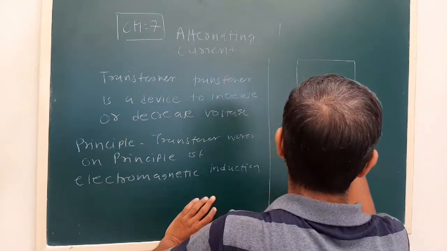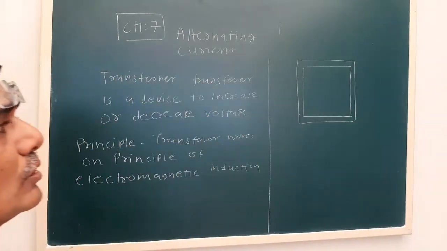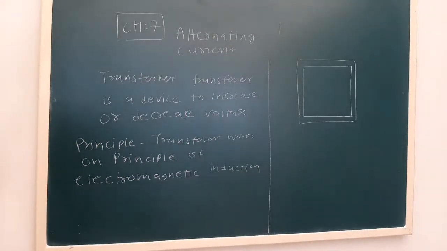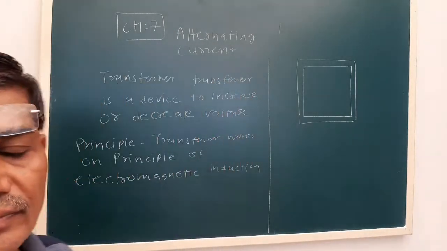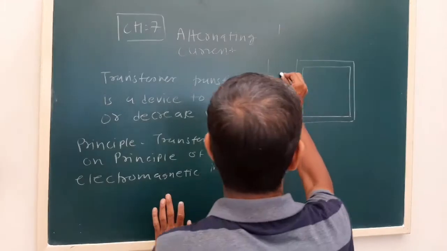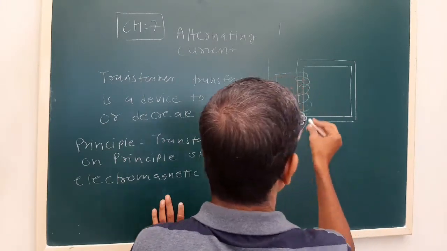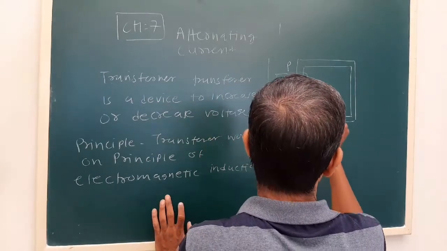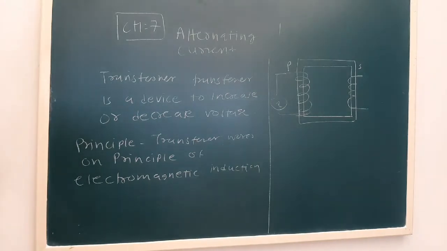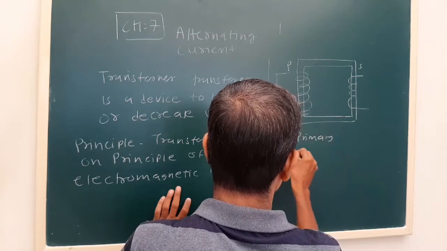Now see the core of the transformer. This arrangement is called the core. There are a number of thin sheets joined together, depending on the application, generally of high quality magnetic material. Now the number of turns are wound like this. This is called P or primary, and this is called S, that is secondary.